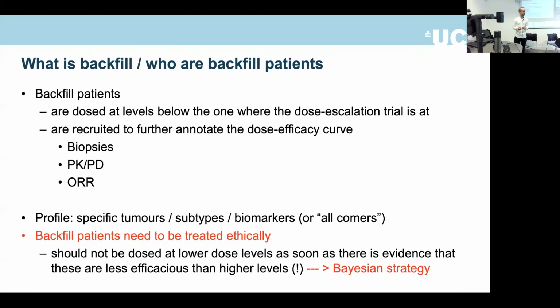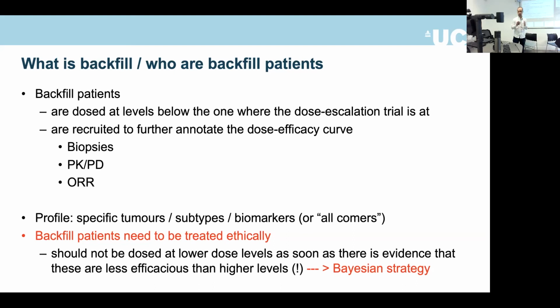So who are these patients? They are, as I said, those at levels below the level where the dose escalation trial is at. And they are recruited mostly to annotate the dose efficacy curve further. So there will be biopsies on these patients, extra PK, PD data, so pharmacokinetic, pharmacodynamic data collected. Response rate would be measured according to RECIST criteria, which is a scheme in the field of oncology to assess whether the tumor has grown or has shrunk, etc.